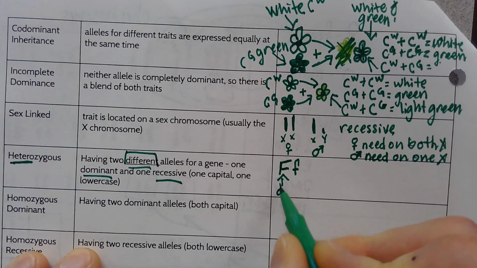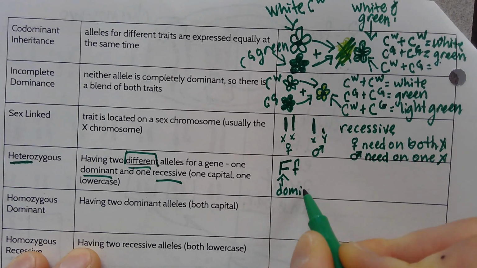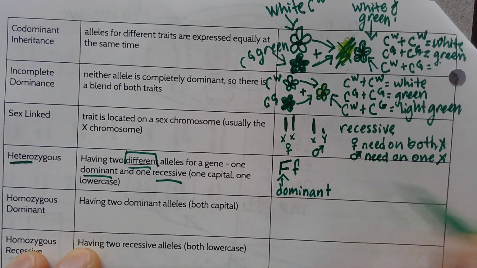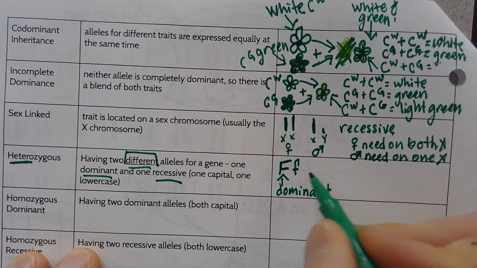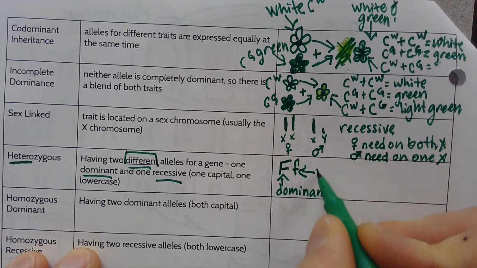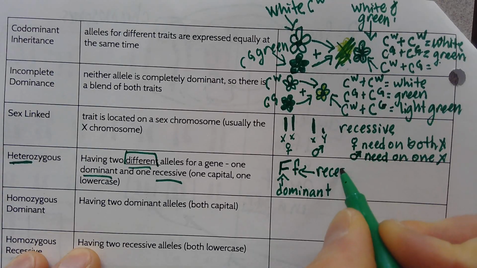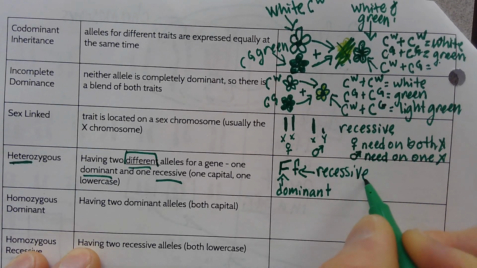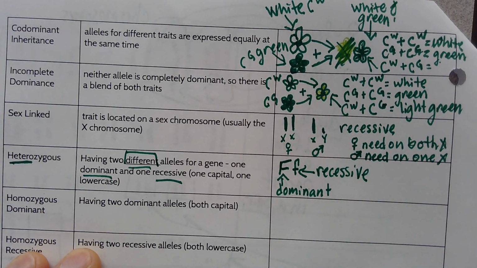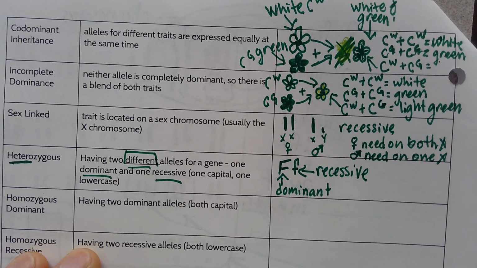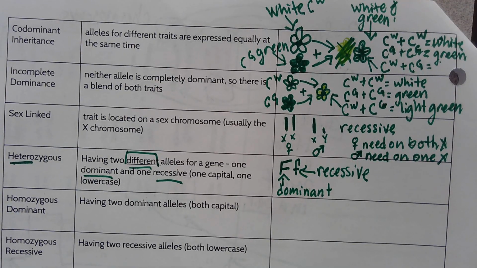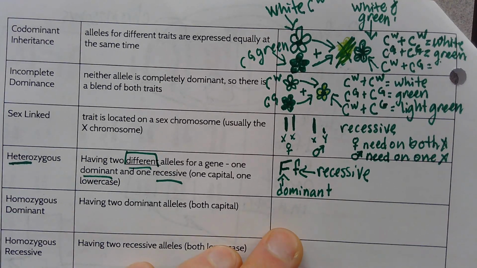So this is my dominant. I showed it with a capital letter. And this is recessive. If I have a dominant and a recessive together, am I going to see the dominant trait or the recessive trait? The dominant, right? Because like we said, with dominant traits, I only need one of the alleles for it to show that dominant trait.